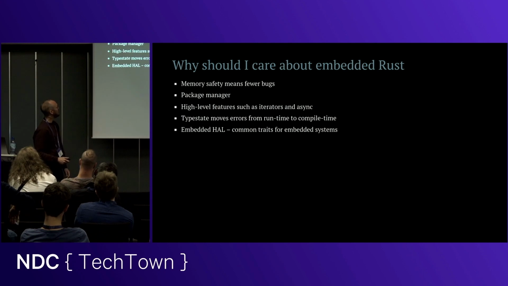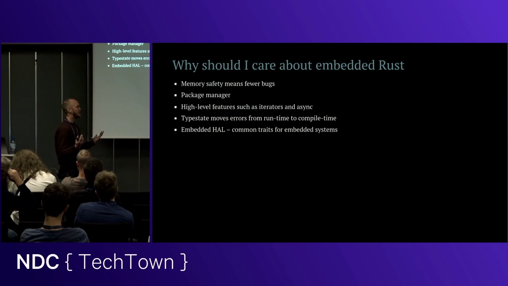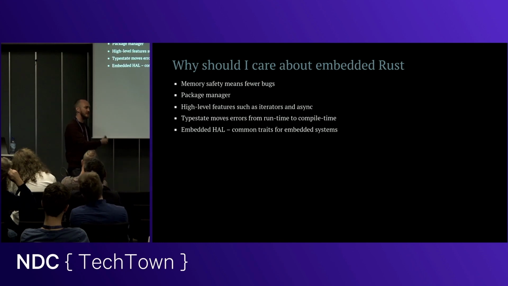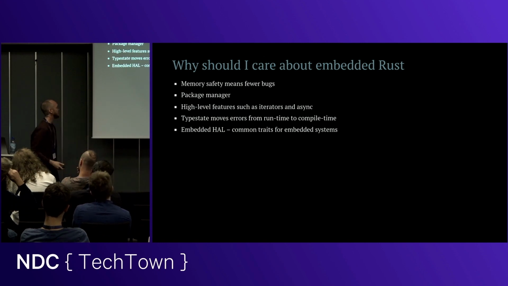The embedded HAL has common traits for embedded systems, community supported, so you can make high-level libraries. For example, let's say you have a 7-segment display driver that you made. You can make it generic for all kinds of systems. And you can also swap out, let's say you want to use an IO expander instead of driving the pins directly. Super easy to use if you use these traits.